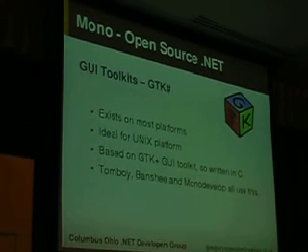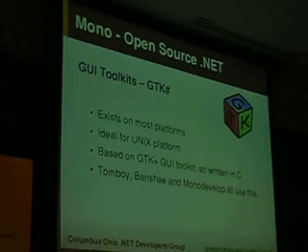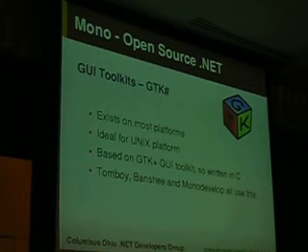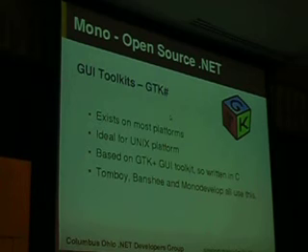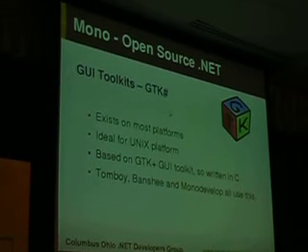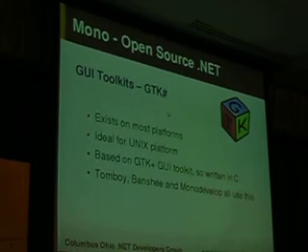So if you're developing an application from scratch in Unix, you'll probably use something like GTK#. Try and say that three times fast if you can. All the applications I showed earlier, Tomboy, MonoDevelop, Banshee, they're all written in GTK Sharp. As you may have guessed, that's based on GTK+.